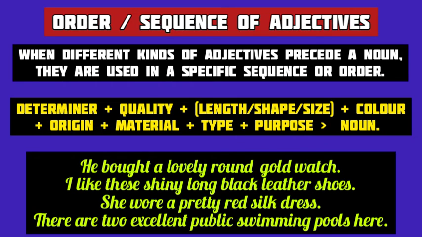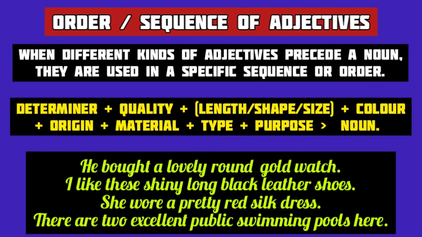For example, he bought a lovely round gold watch. The article a comes first, followed by the adjective of quality lovely, and then comes the adjective of shape round, and then the adjective of material noun gold before the noun watch.